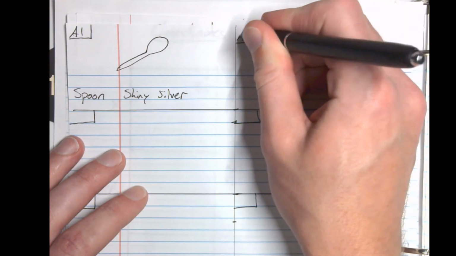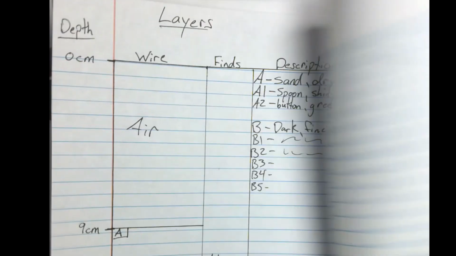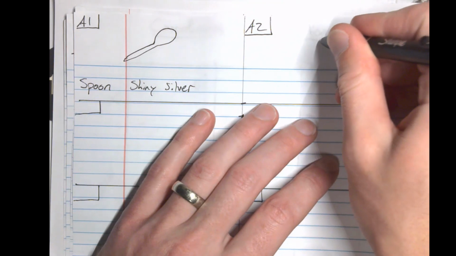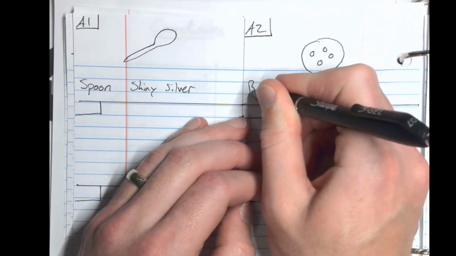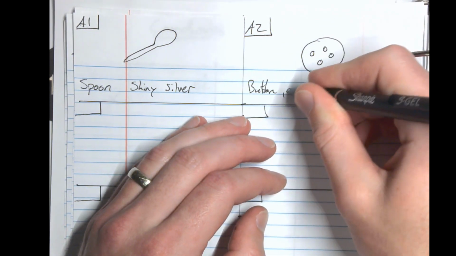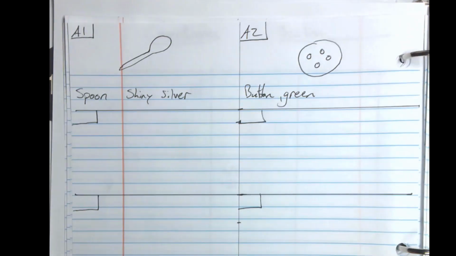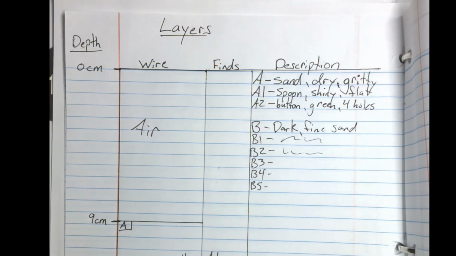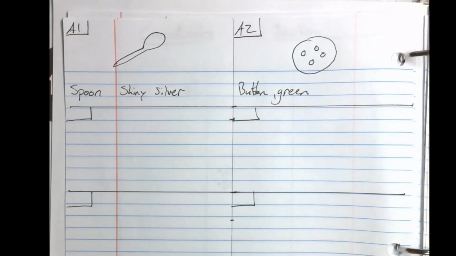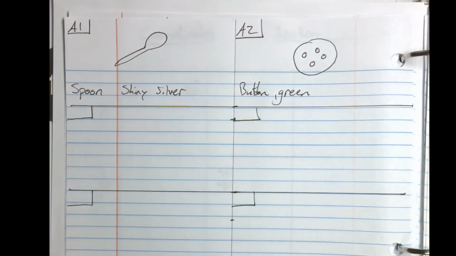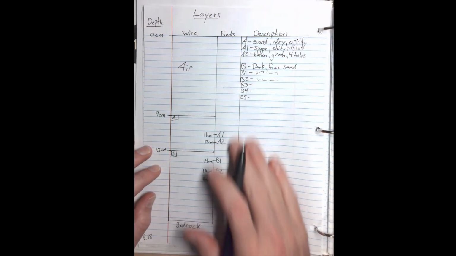So then I would do A2. What was my A2? Button. Okay, so I'll draw my button. Had 4 holes. It was a button, and it was green, I think, if I remember correctly. Yep, and 4 holes, which you can see. All right, so you would do that for all of the objects you find. And again, if you fill this up, you would go to the next page and set up that grid again so you can add them into that. All right, so that is how you're going to document all of your stuff that you find.